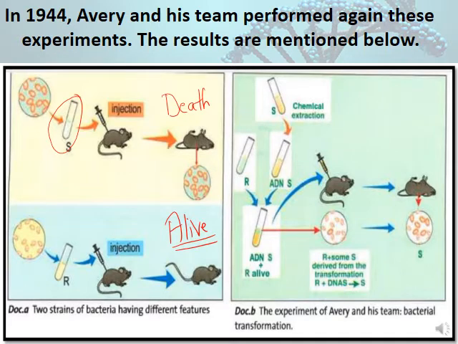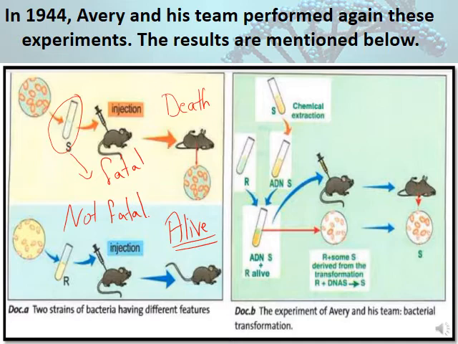So meaning that, first of all, the injection of the S causes the death. So type S is fatal, meaning that it causes the death. Whereas the type R, after its injection, doesn't cause the death. So it's not fatal. Okay? So this is the interpretation for the first part.